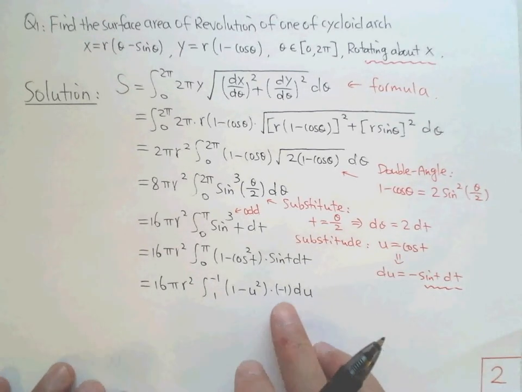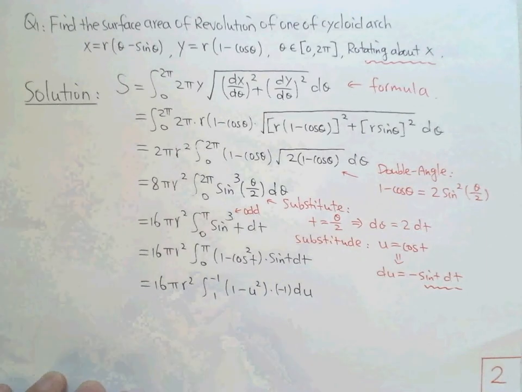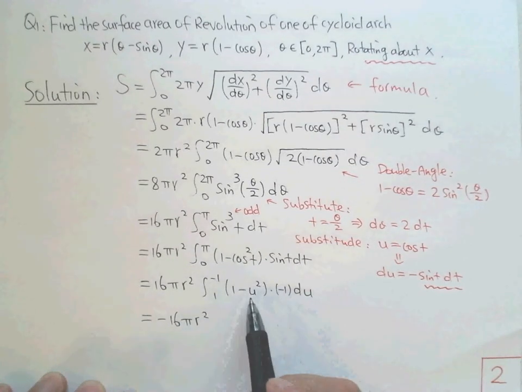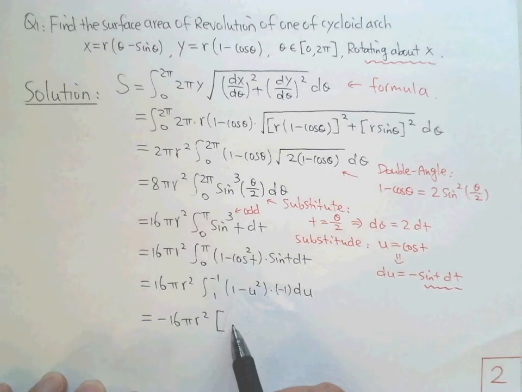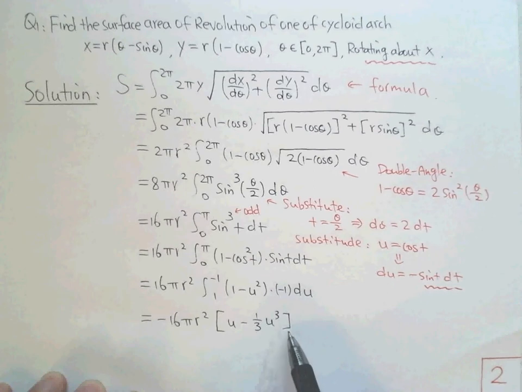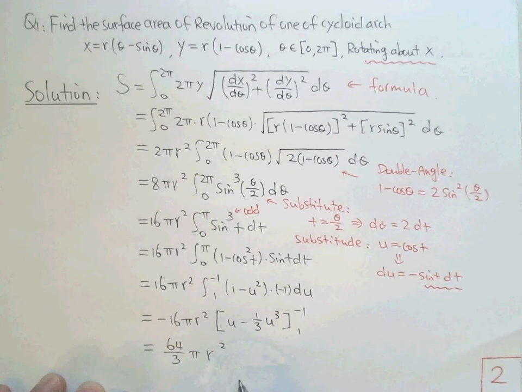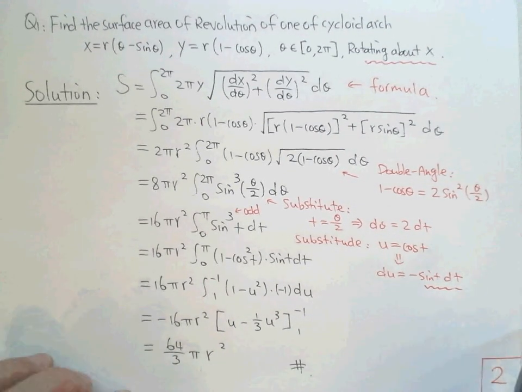Now it's the easiest, this is a polynomial. I put this negative 1 outside. So what do we have? We have a negative 16 pi r squared. Then inside we directly use the fundamental rule: this is u, and the antiderivative is 1 over 3 u to the third power, from negative 1 to 1. I plug in to calculate, and I get 64 over 3 times pi r squared. That's the answer. That's all. Thank you.